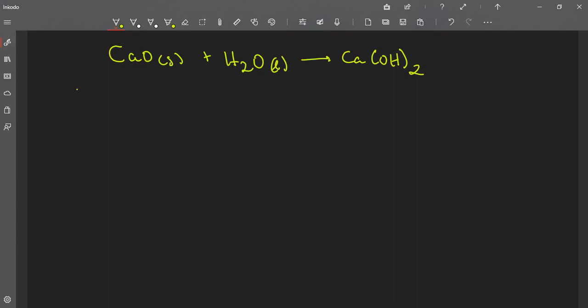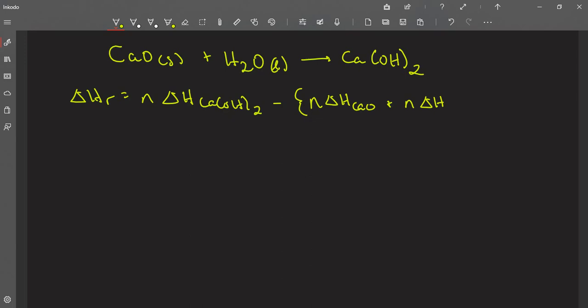Now our formula, we have heat of the reaction is equal to the number of moles of the enthalpy of products, and this is given to us in the question. Okay, and then the sum of the enthalpy of formation, heat of formation of calcium oxide, considering then also the number of moles.